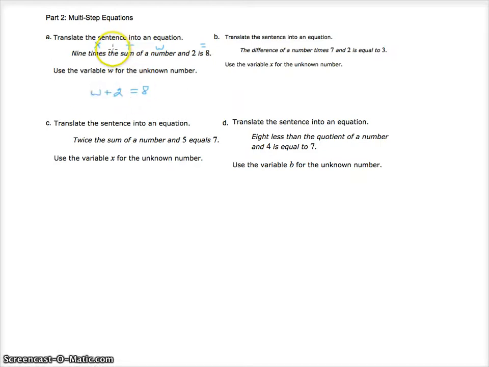But then it says we have to multiply that by 9. Well, how do we do that? In order to show that we want to do the w plus 2 first, we would put it in parentheses. And then we would put 9. So it says 9 times w plus 2, because we have to do w plus 2 first, equals 8. Anytime you see the multiplication at the front, use parentheses.